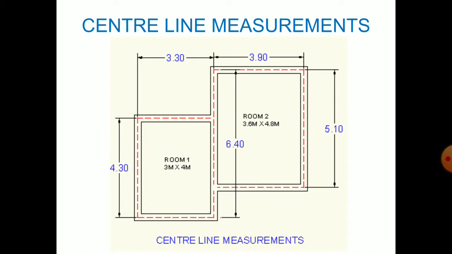Now we'll see the centerline measurements. So these are the centerline measurements of the building. For both methods, the long wall short wall method and the centerline method, we require centerline distances. Depending upon centerline distances only, we will be listing or recording the final quantities. So first we'll start with the long wall short wall method.